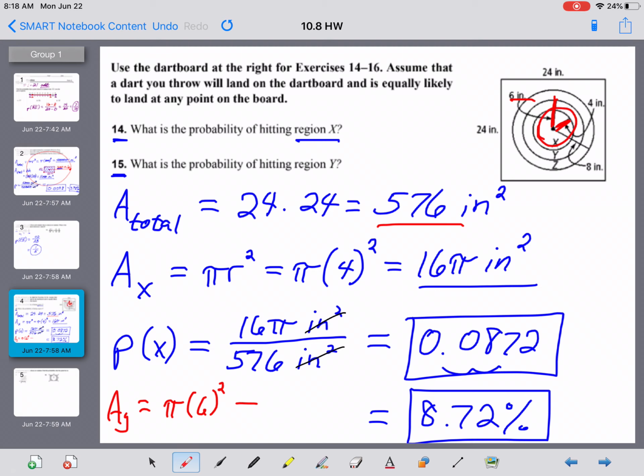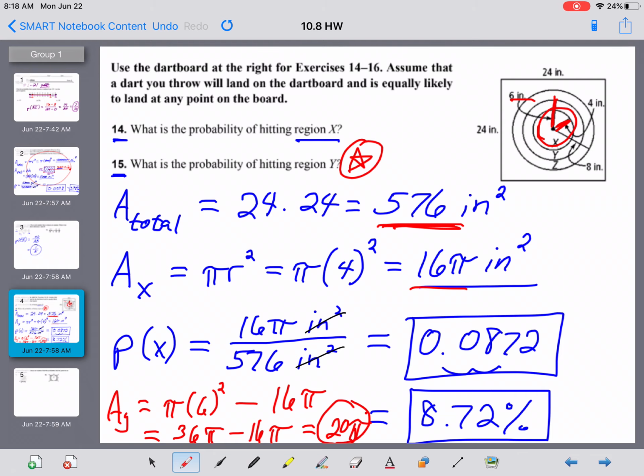So that's going to be the minus 16 pi that we came up with a second ago. So basically you're doing that second circle minus the inner one. Let's see, 6 squared is 36, so this is going to be 36 pi minus the inner circle of 16 pi, and that's going to get you just 20 pi for the area of circle Y. So you're going to take that number, divide it by this total, and that's going to get you your answer right here for problem number 15.